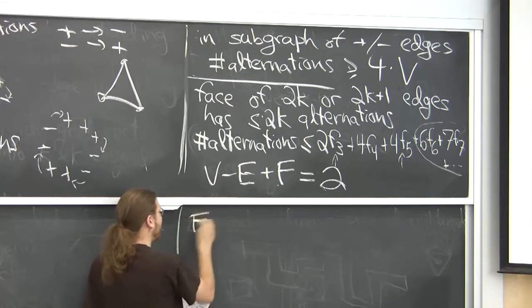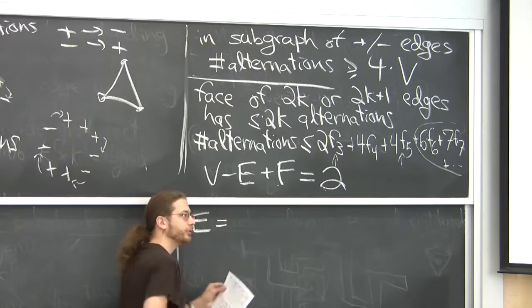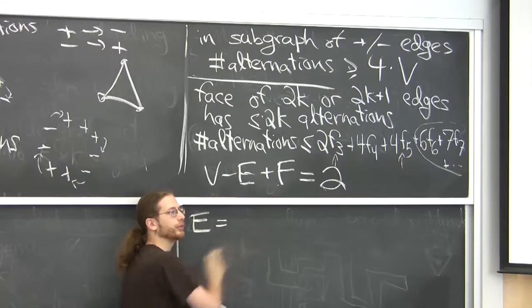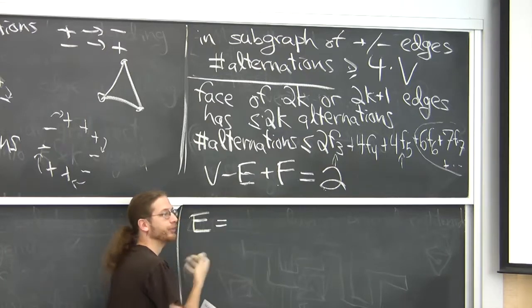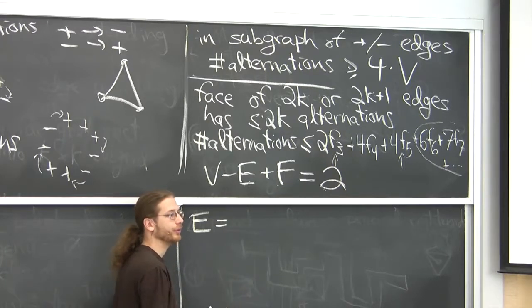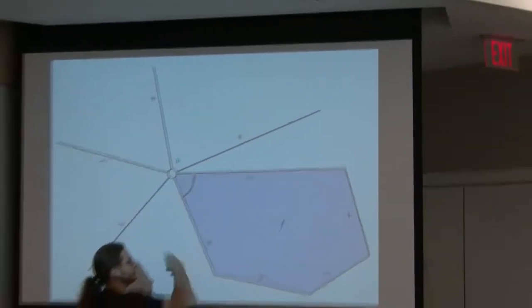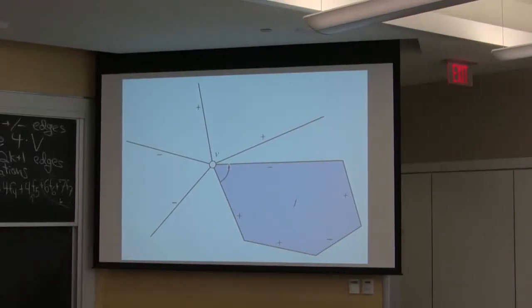I want to count the number of edges in terms of the number of faces. I could do it in terms of vertices or faces. Number of edges is half the sum of the degrees of the vertices. Remember, that's the handshaking lemma from way back when. It's also half the sum of the degrees of the faces. If I look at every face and I count the number of edges, I will end up counting every edge twice, once from each side.